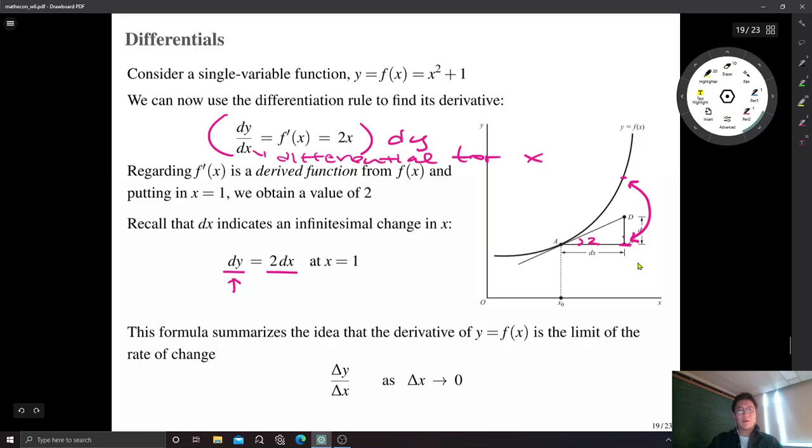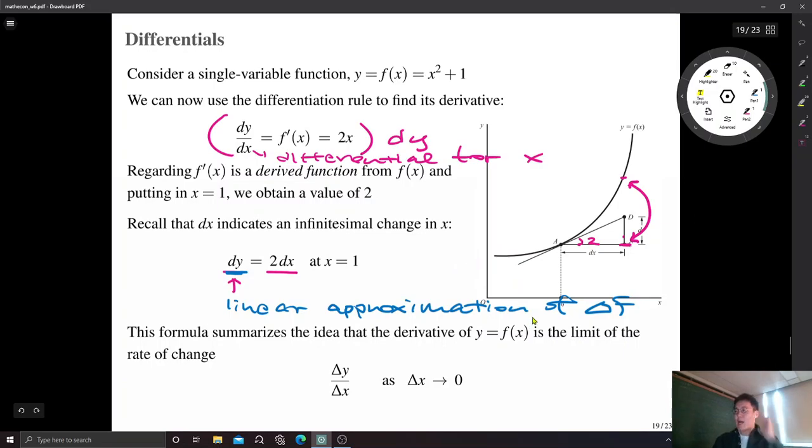Right, so this formula and this figure summarize the idea that the derivative is the limit of the rate of change as the change in x goes to 0. So the corresponding differential dy can be seen as a linear approximation of delta f, the actual variation of the function. Okay, so that gives us some idea of total variation.